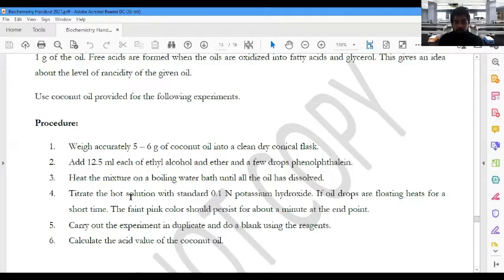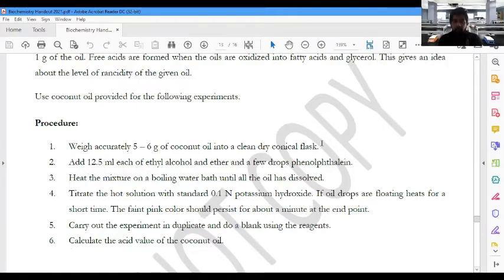Titrate the hot solution with the standard 0.1 N potassium hydroxide. If oil drops are floating, heat for a short time. The faint pink color should persist for about a minute at the end point. Carry out the experiment in duplicate and do the blank using the reagents. Calculate the acid value of the coconut oil.